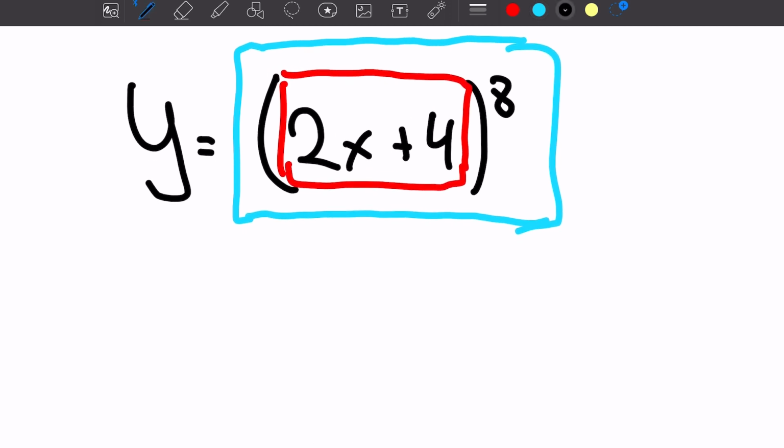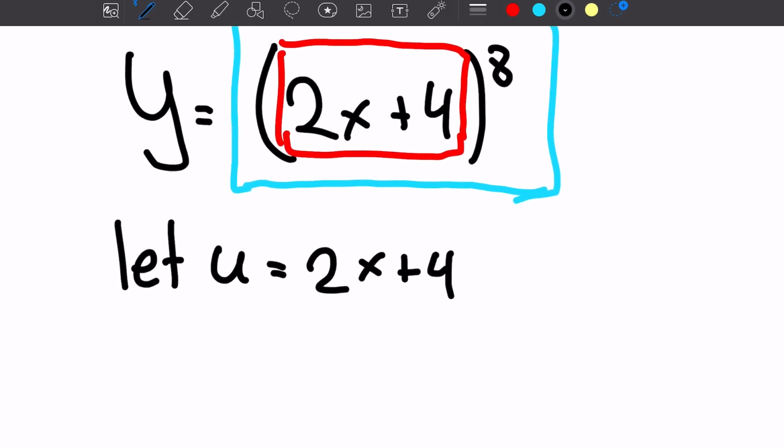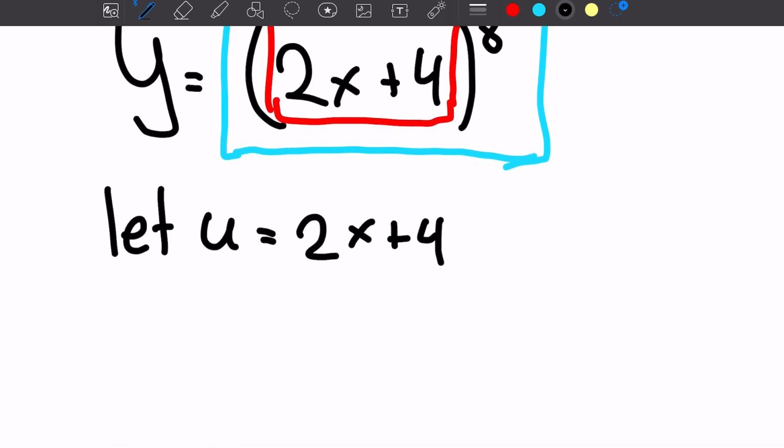So how will we actually do this? We can assign variables to the inside and to the outside. So we'll let u equal to 2x plus 4. Now if u is equal to 2x plus 4, what will y be equal to? Think about it. Well, if u is equal to 2x plus 4, y would be equal to u to the power of 8, right? Because u is 2x plus 4 and y is equal to 2x plus 4 to the power of 8. So y would be u to the power of 8.